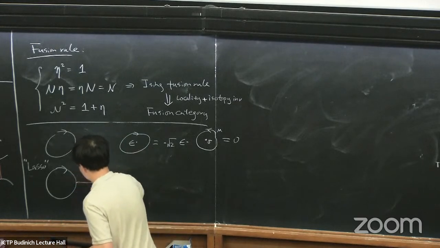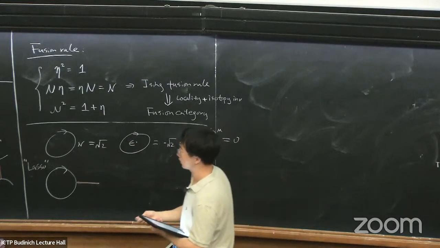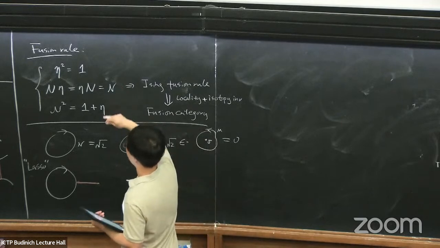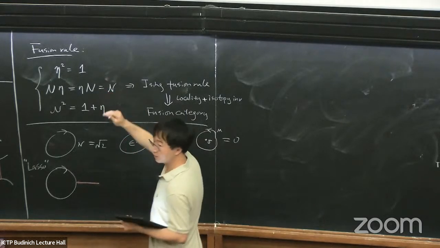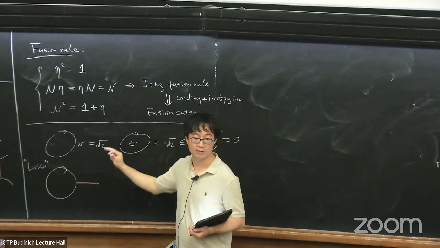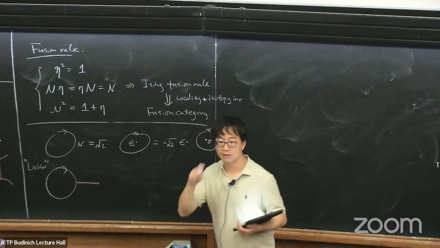The red line represents this eta symmetry defect, and the white circle represents the duality defect. Oh, I should also have said that the defects involved in the Ising fusion category are all self-dual, so I do not need to keep track of the arrow. Okay, just in case you worry about this subtlety. Question?